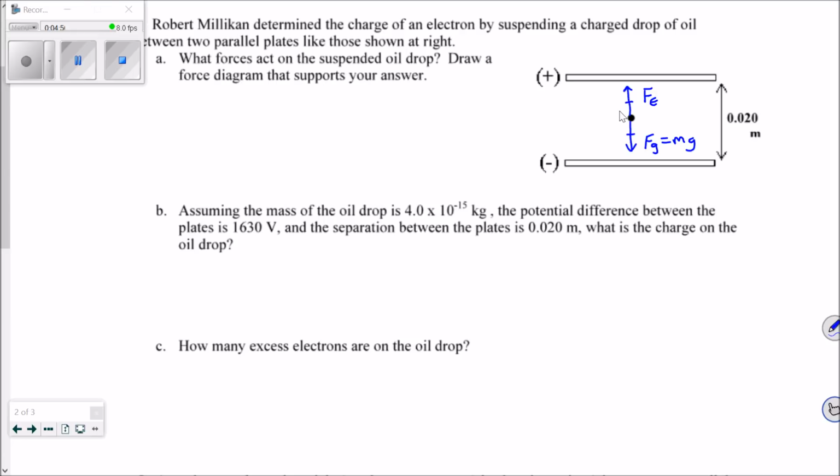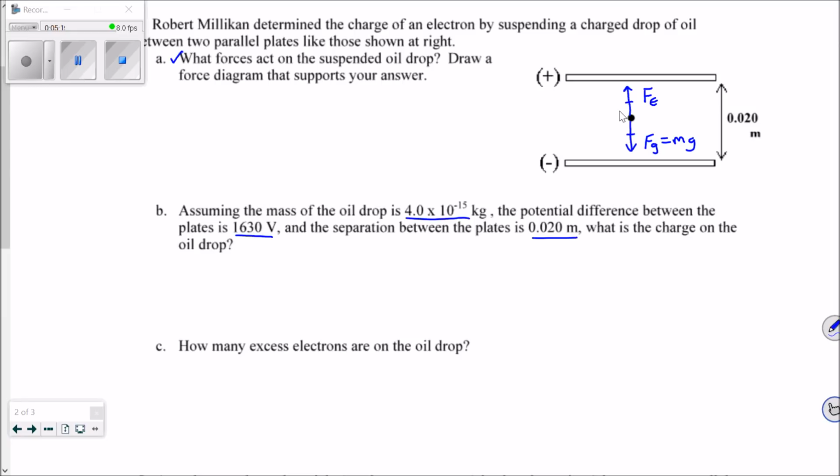What forces act on the suspended drop? Draw a force diagram that supports your answer. So question A, we are done. Question B, assuming the mass of the oil drop is, and we give us the mass right here, the potential difference between the plates is, and the separation between the plates is, I've got my values listed there. What is the charge on the drop?